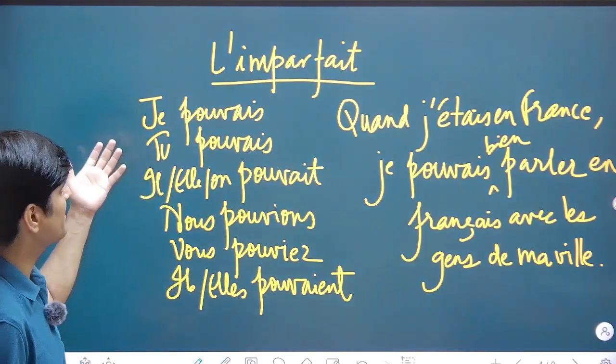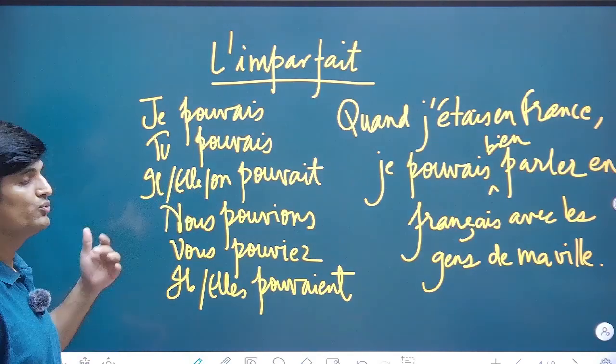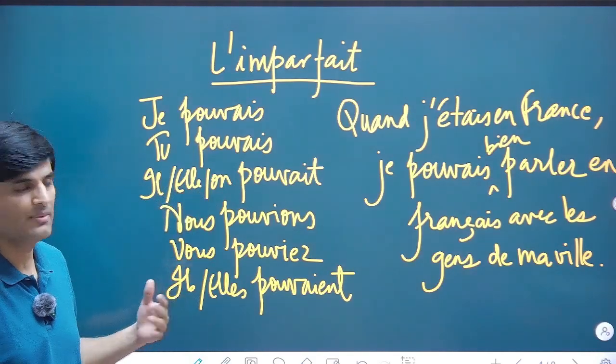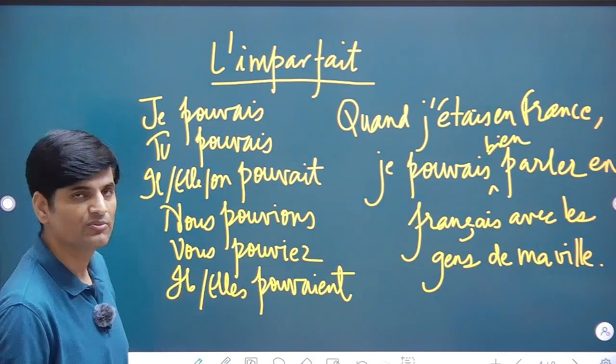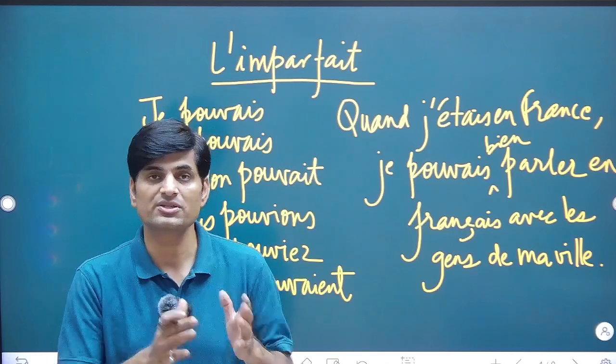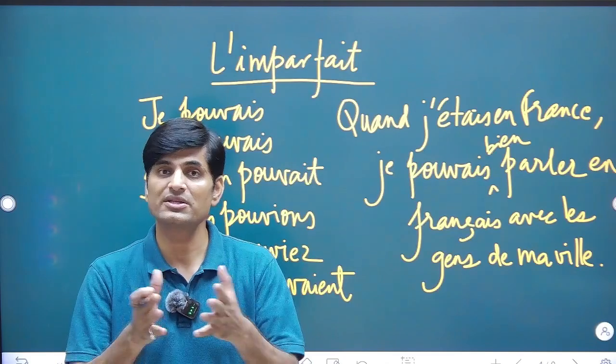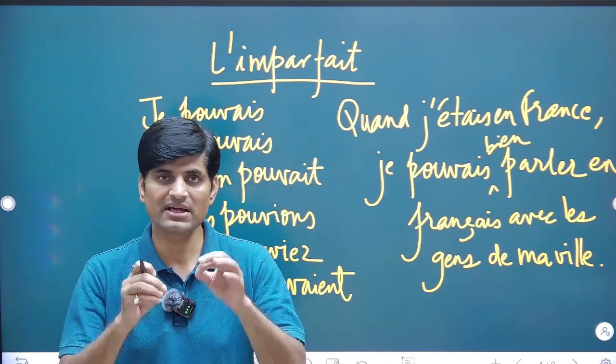So you would go for imparfait, je pouvais, tu pouvais, il, elle, on pouvait, nous pouvions, vous pouviez, il pouvait, elle pouvait. That's how your conjugation would move ahead. I hope it is clear. So the difference between imparfait and passé composé. So when you say j'ai pu parler, I could speak. So it is over. It happened in past and it is over now.